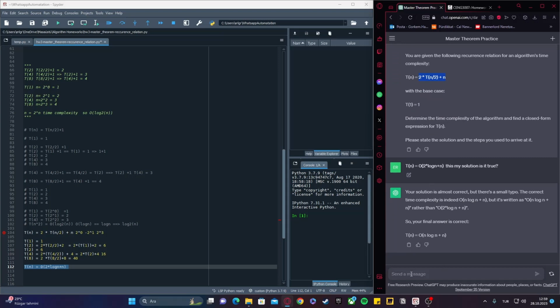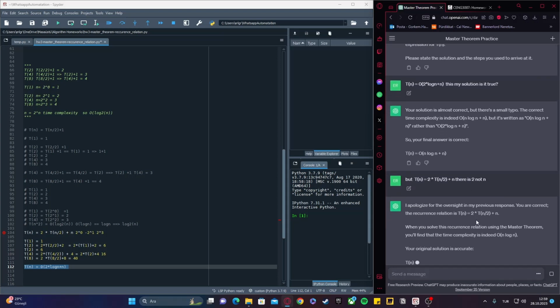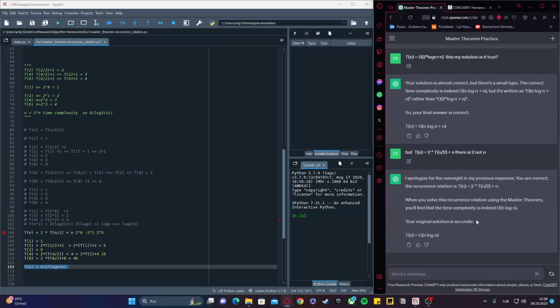But yeah, let me ask. But there is 2, not 10. I apologize for the oversight in my previous response. You are correct. The recurrence relation is 2 times T(n/2) plus 1. When you solve the recurrence relation using the master theorem, you will find the time complexity is indeed O(n) log n. Your original solution was O(n) log n, but actually I wrote plus 1 here.